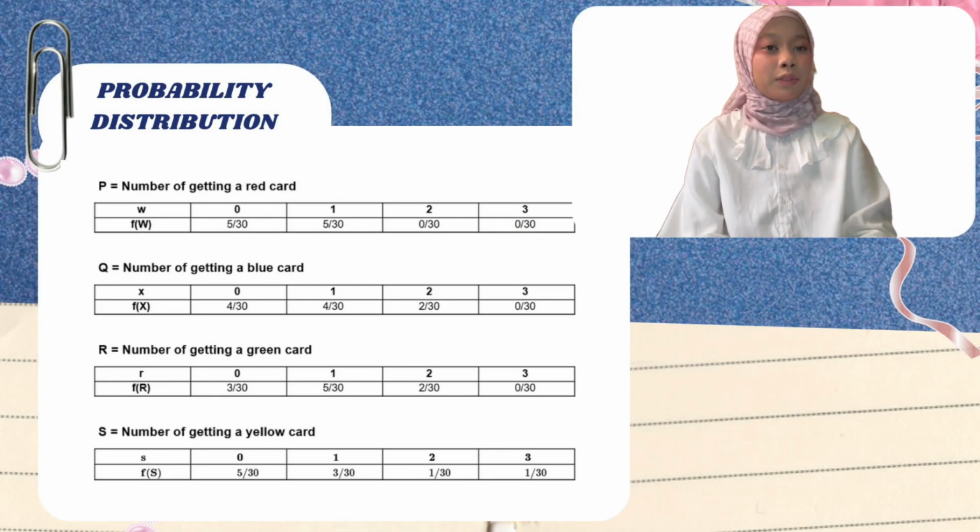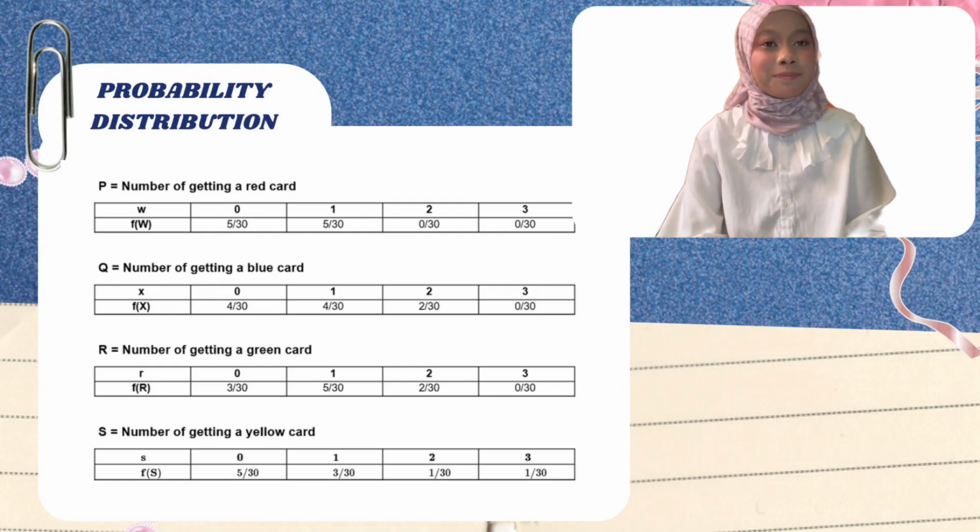So the table shows the probability distribution of getting a red card, blue card, green card, and yellow card. In the first table, the probability of getting a red card 0 times is 5 over 30. For 1 time we got 5 over 30, for 2 times we got 0 over 30, and for 3 times we also got 0 over 30.